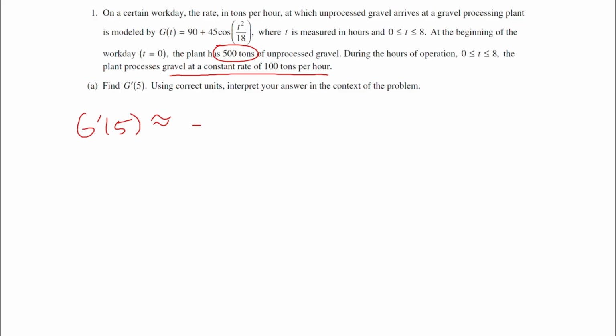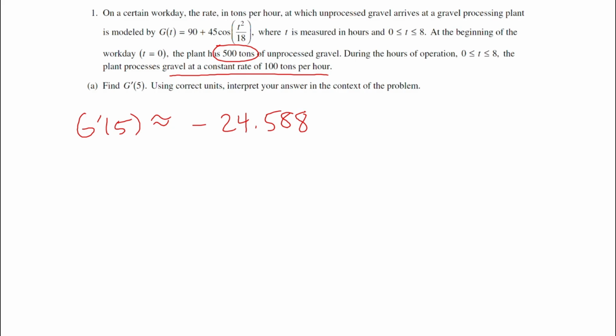So we've got negative 24.588. And it says, using correct units, interpret your answer in the context of the problem. So this is a derivative of the rate. It's negative, which tells us that the rate is decreasing.